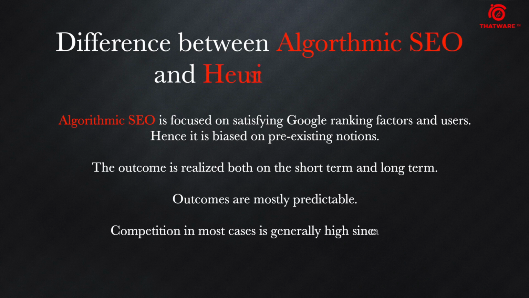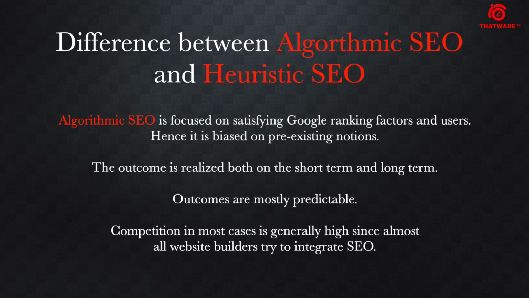So, the final difference between algorithmic SEO and heuristic SEO. Algorithmic SEO only focuses on satisfying the Google ranking factors and the users, and is biased on the pre-existing factors. The outcome can be both short and long term. Obviously the outcomes can be predicted, and in most cases the competition is generally high, as all the websites literally try to run behind the keywords, and the competition can be quite high.